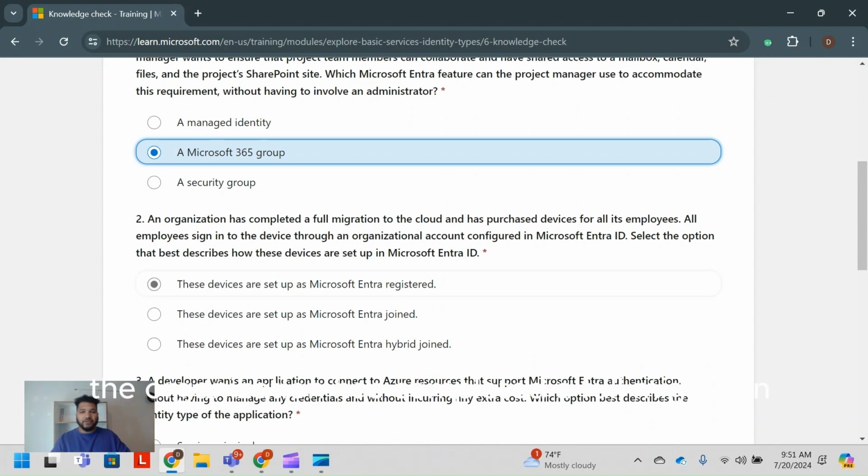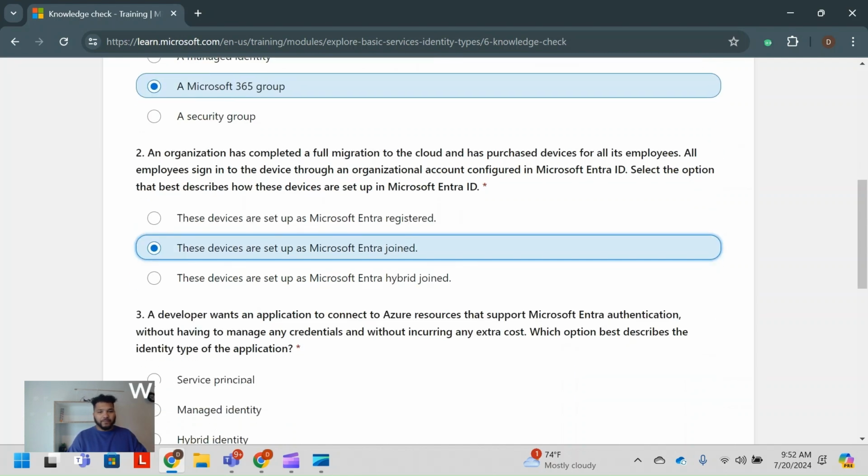An organization has completed a full migration to the cloud and purchased devices for all of its employees. Employees must sign into the device with an organizational account configured in Entra ID. Select the option that describes how devices are set up in Entra ID. If they need to use Entra ID to sign in, you can say registered, joined, or hybrid joined. For a full migration to the cloud, it's fully migrated, so we're going to go with Entra joined.